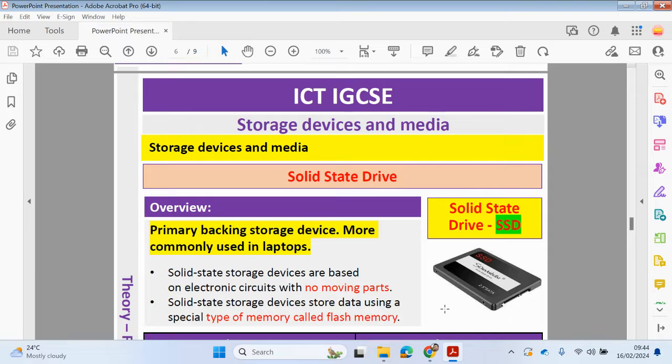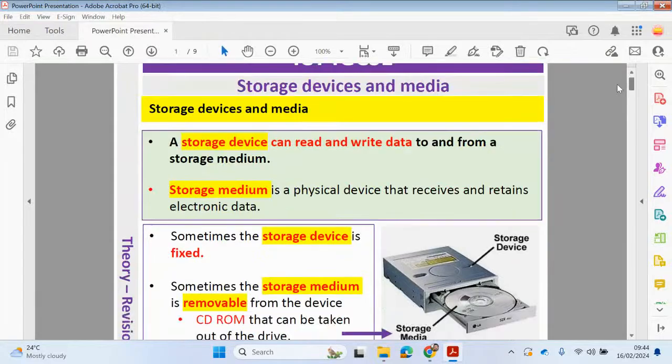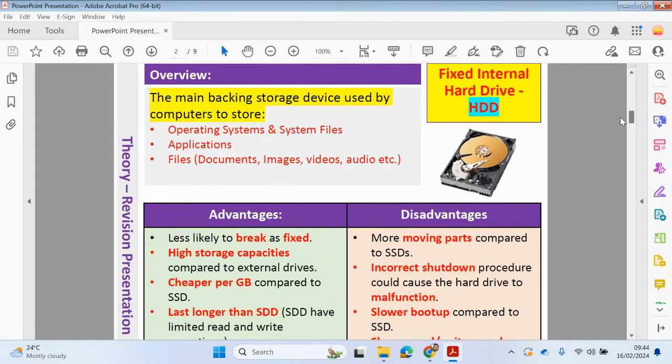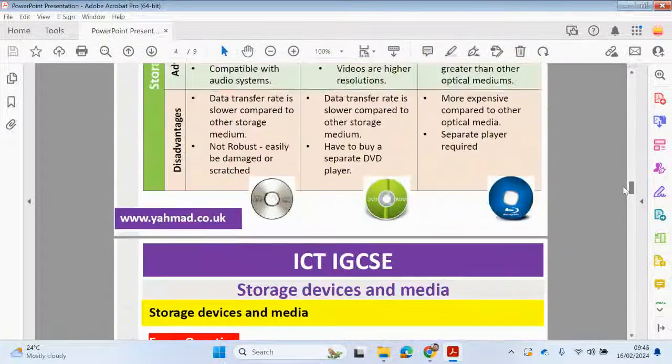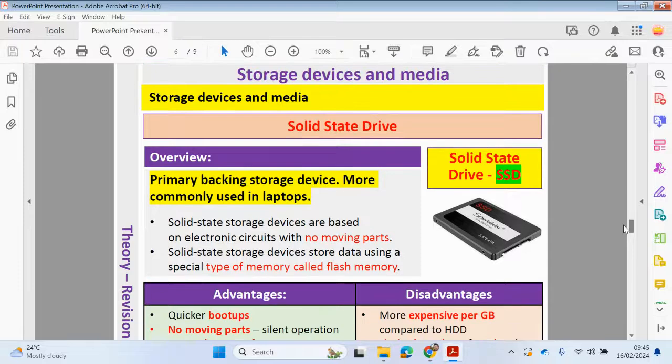So in this video, we will be looking at the second part of Chapter 3 from the ICT IGCSE course. Chapter 3 is Storage Devices and Media. Please check out the previous video. We've looked at what a storage device and storage medium are, and looked at some magnetic storage devices, the obvious one being a fixed internal hard disk drive. So we're now going to be looking at solid state drives.